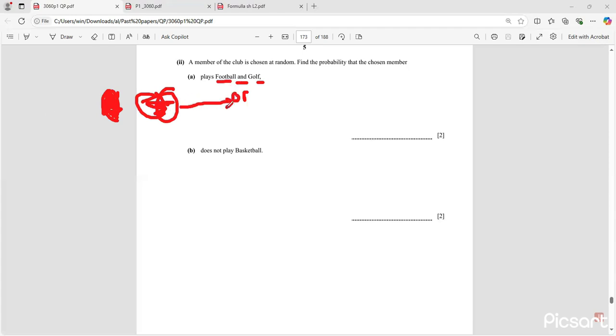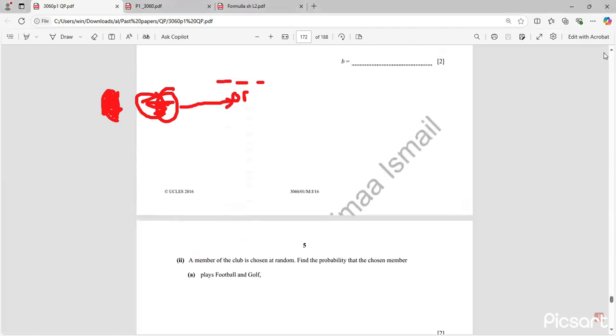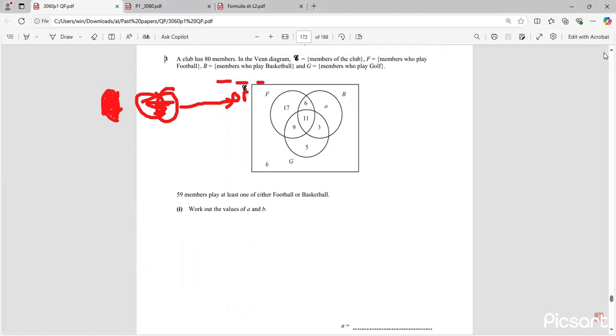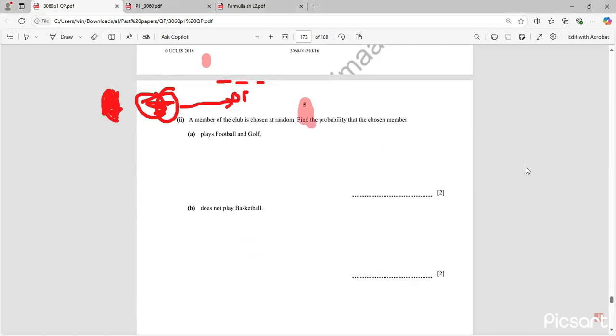So we're going to take just the intersect. Back to the question here and calculate the intersect part between the 6 and the 11, which is equal to 20 out of total 80. So it will be 20 over 80, which equals 1/4.